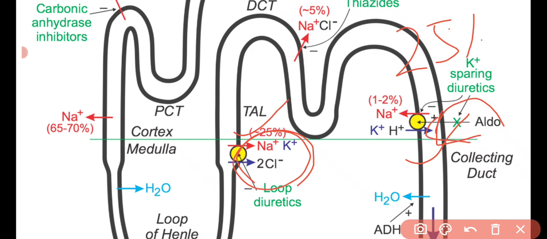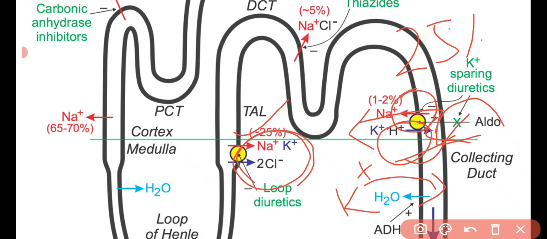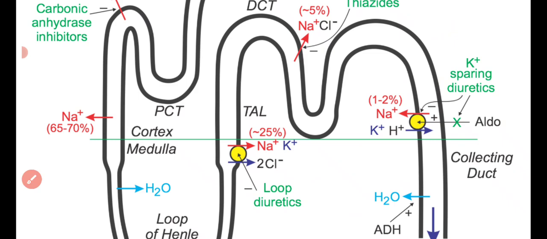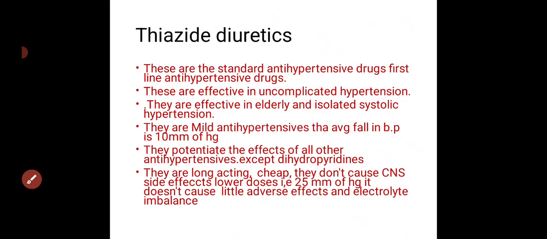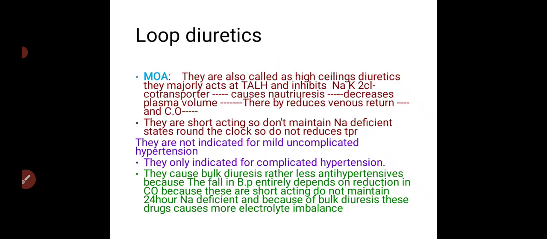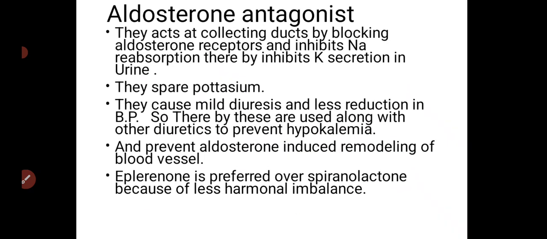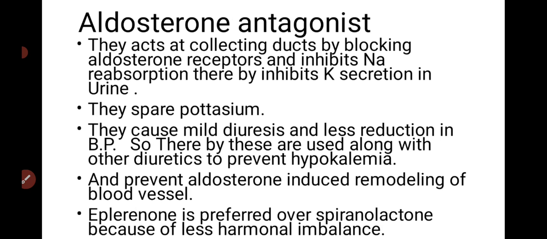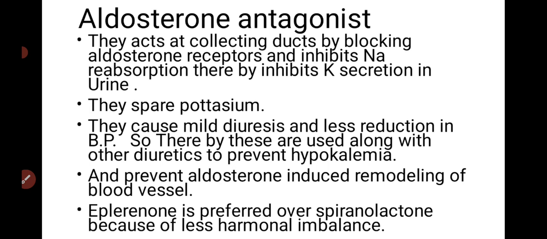This binding decreases the activation of sodium channels and potassium channels. So sodium reabsorption does not take place, and potassium secretion into the lumen does not take place. So the potassium concentration in the blood is increased, and sodium loss in the urine is increased. But by the time it reaches the collecting ducts, most of the sodium is reabsorbed. Only 1 to 2% of the sodium is available for excretion. That's why they are mild diuretics and cause only a mild antihypertensive action.